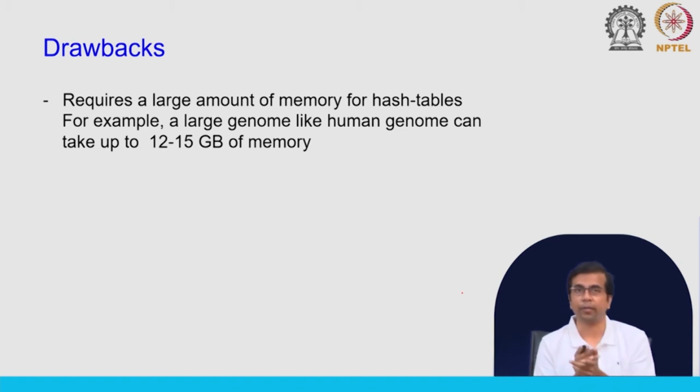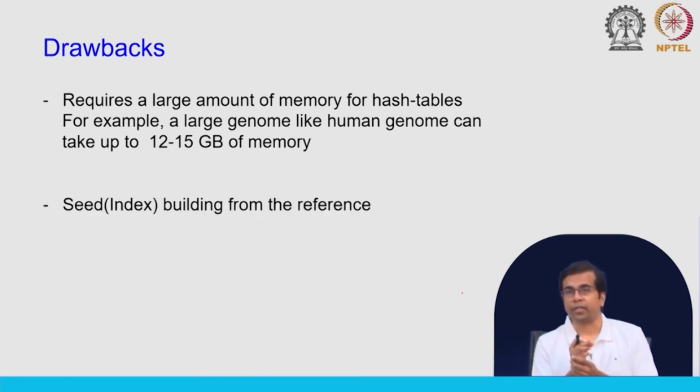Okay. So, for example, if you are working with a large genome like the human genome, it can take up to 12 to 15 GB of memory, right. So it means you are not going to run this on your desktop computer, right. So that is a limitation, it means it prevents accessibility, right. If you do not have access to, let us say, a workstation with a large amount of memory or a server where you have a lot of memory, you will not be able to run this. Okay. So this requires specialized systems.